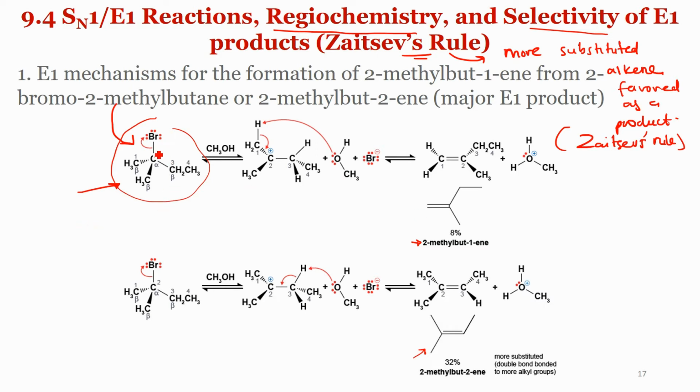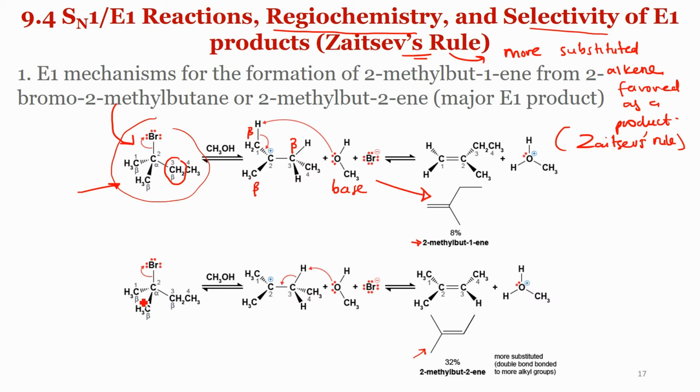So basically, lose your bromine, formation of carbocation, and then now identify your beta hydrogens. That's a beta carbon, beta, and then beta. So if the solvent decides to work as a base for E1, then you'll take out one of the hydrogens from the methyls, or you'll take out one of the hydrogens from the CH2. So if you take out one of the hydrogens from one of these methyls, a beta hydrogen, and make a double bond, you end up with this product.